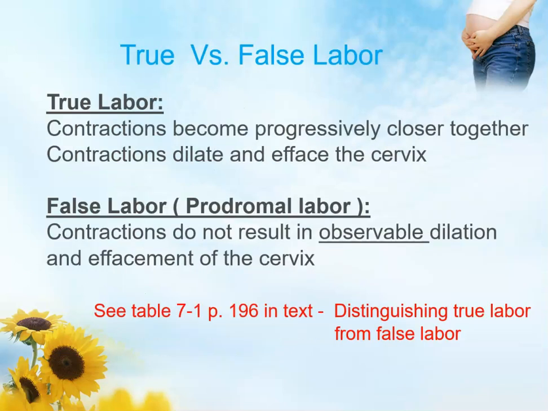So here we are. True labor. Contractions become progressively closer together. They dilate and efface that cervix. So those are the ones, again, that change the cervix. False labor or prodromal labor: contractions do not result in observable dilation and effacement of the cervix. And there is Table 7-1 on page 196 in your text that talks about distinguishing true labor from false labor and how we can tell those apart.